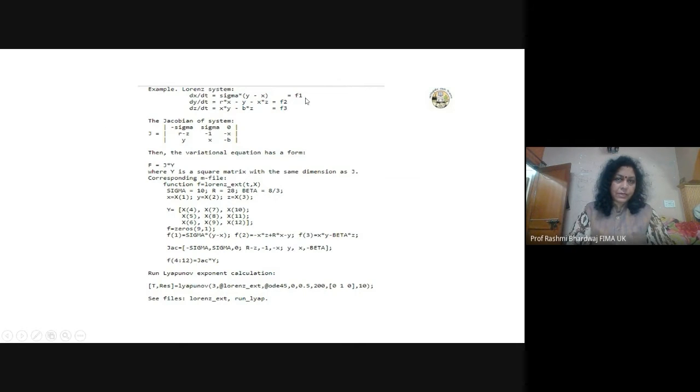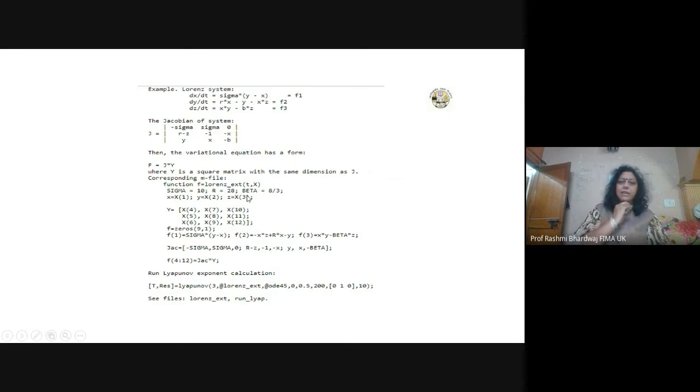So this is basically the function. They are calculating the Jacobian of that system. Then they are finding the variational equation, which uses this Jacobian with the y vector, which is a square matrix with the same dimension. Correspondingly, the constant sigma value they give as 10, R is 28, and beta is 8 by 3. Now the vectors are x as x1, y as x2, and z as x3. So your vectors are x1, x2, x3.